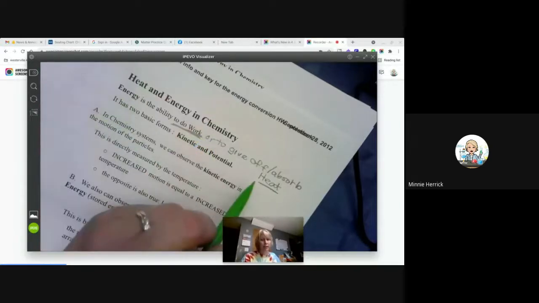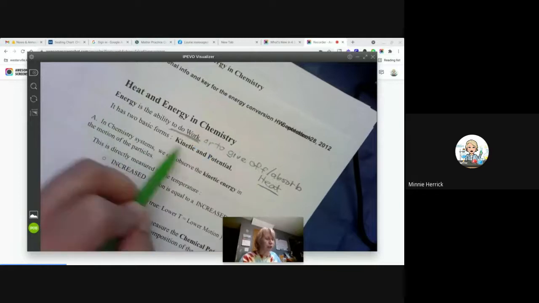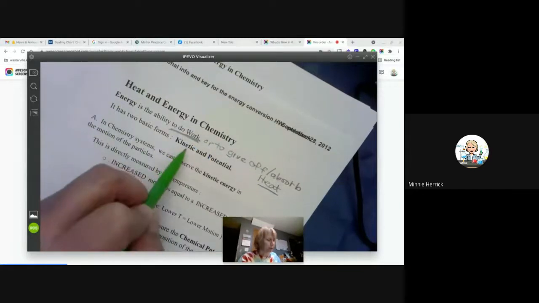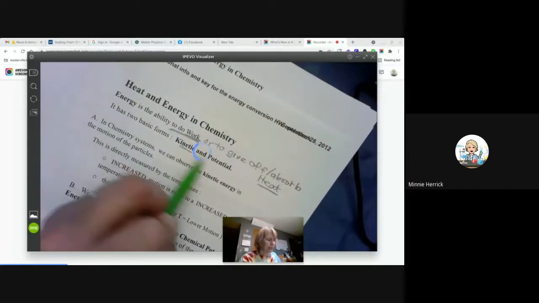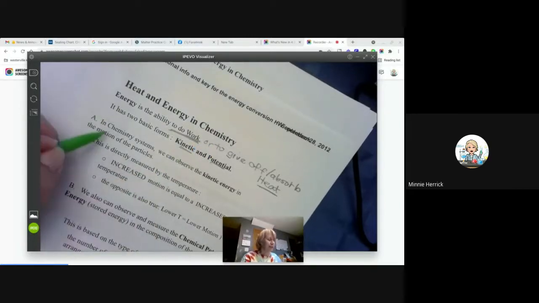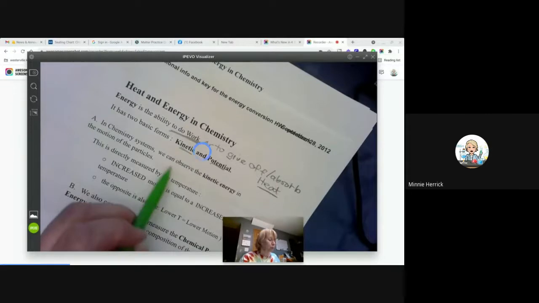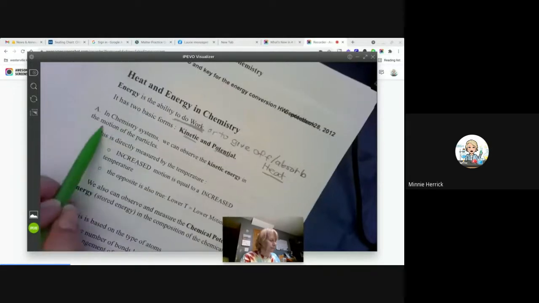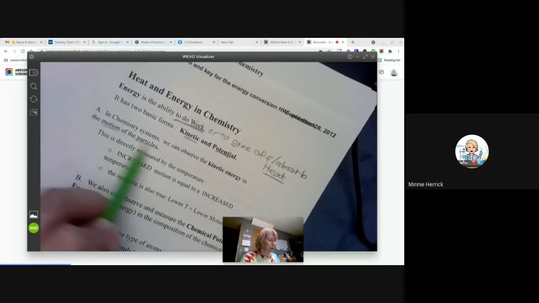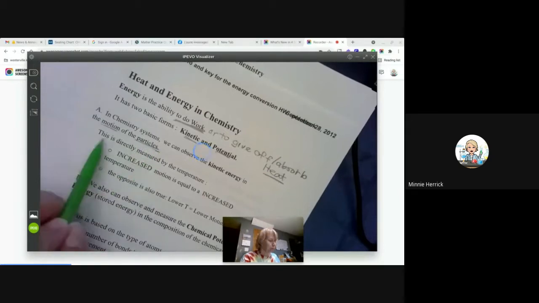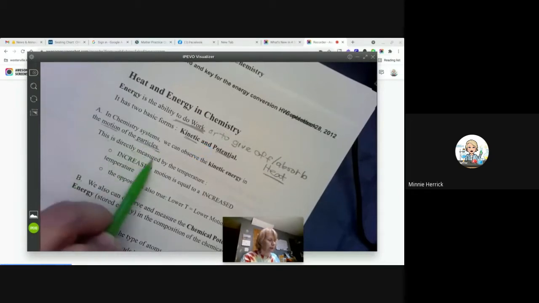Okay. Obviously, you guys should know the 2 types of energy. There's kinetic and potential energy. We're going to focus in on the chemistry systems of energy. And so we're going to absorb kinetic energy in the form of the motion of particles. It is directly measured by the temperature.